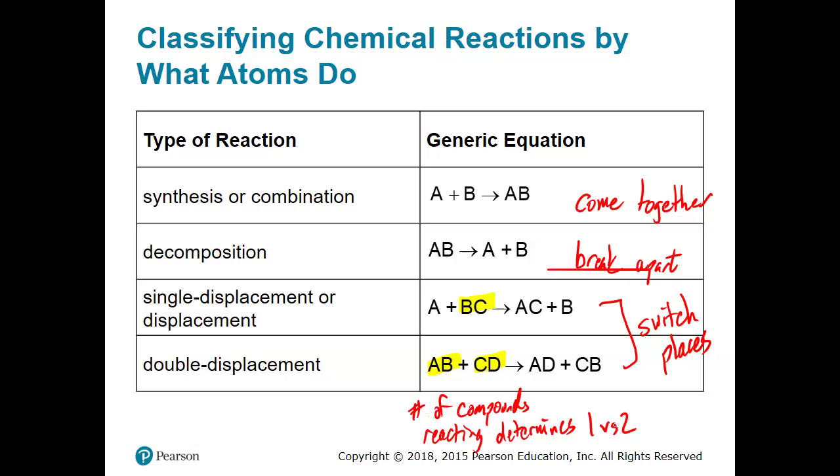So this is probably the simplest mode of classification, is just looking at, okay, what do my reactants look like versus what my products look like? And based on what I see, I can put them into one of those four slots. So I see them coming together, I know it's synthesis. I see it breaking apart, I know it's decomposition. I see things switching around, I know it's displacement. I just need to figure out which kind of displacement it is. And so I look at the actual chemical equation and I see, oh, this one just has one compound as a reactant, it's single displacement. This one has two compounds as reactants, I know it's double displacement.